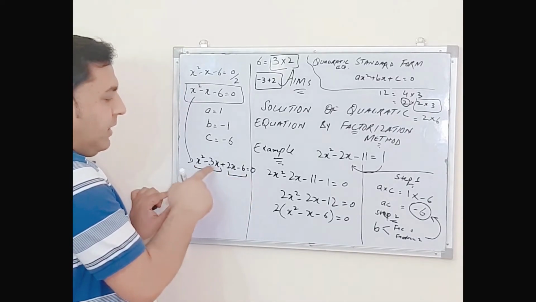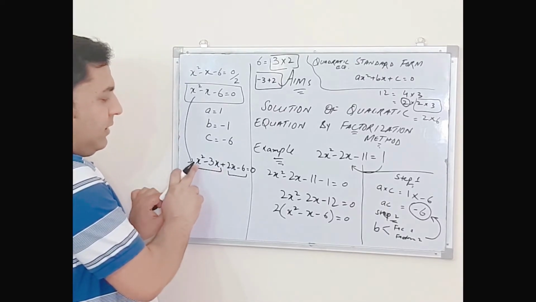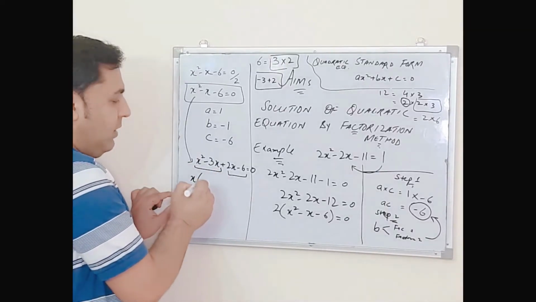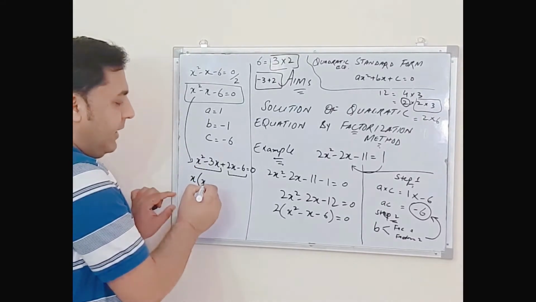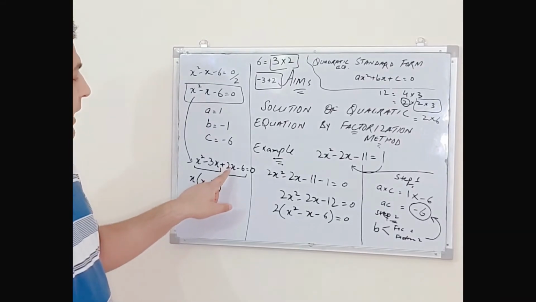From the first two terms, which term is common in both? X. Here is x square, here is 3x, so I can take x common. I will be left with x minus 3.